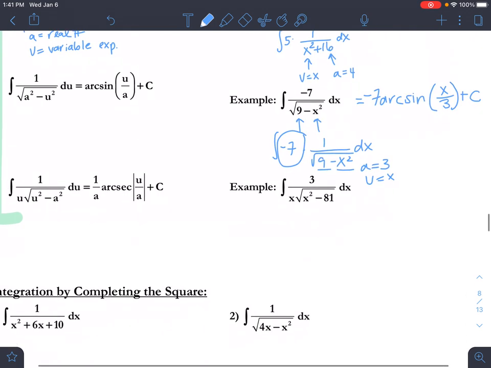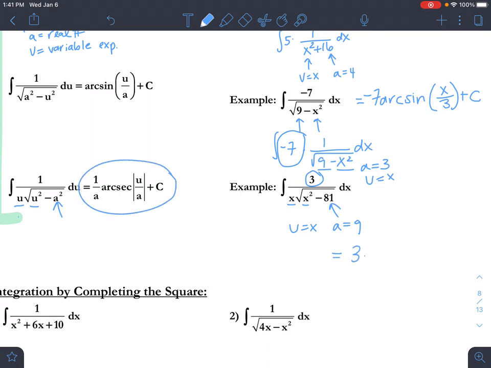All right, and the last one to look at, this arcsecant one, is a little more complicated, but you'll see it will have u and u squared, or whatever that variable expression is, in this case x and x squared. And 81 would be that a squared. So a is 9, and the 3, again, I'll just leave in front. I won't forget this time. 3 times, all right, here we go: 1 over a arcsecant of the absolute value of u over a plus c. And again, you could write that as 1/3 in front, 3 times 1/9.